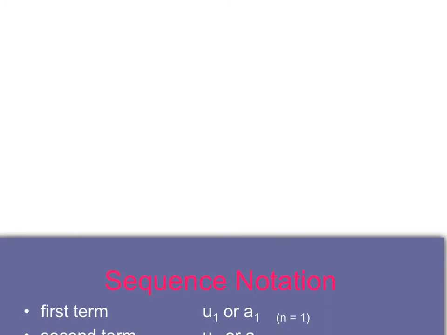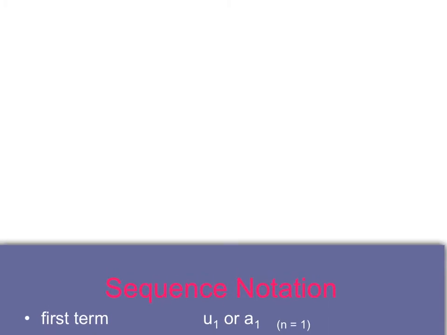So you can see here that I'm talking about the first term, and the notation for that would be either U1, or maybe you'll see A1, or you might even see T1, which I prefer because T is standing for term. So if I wanted to refer to the first term, I could write any of these different symbols, and it would be understood that I'm talking about the first term.